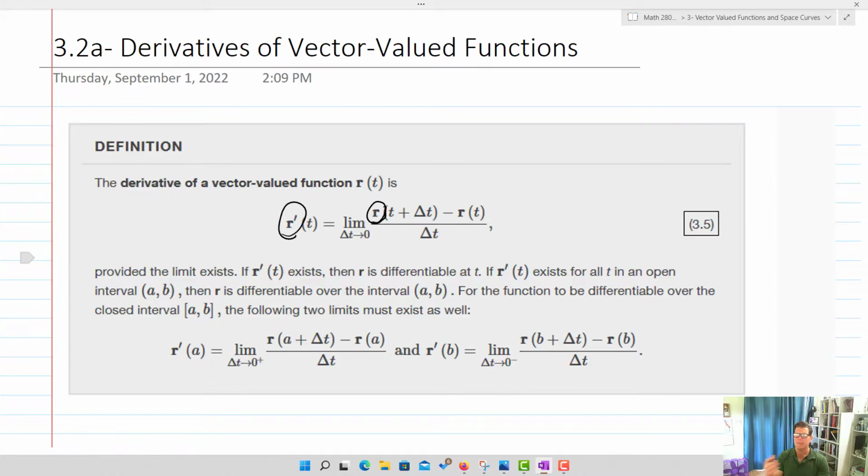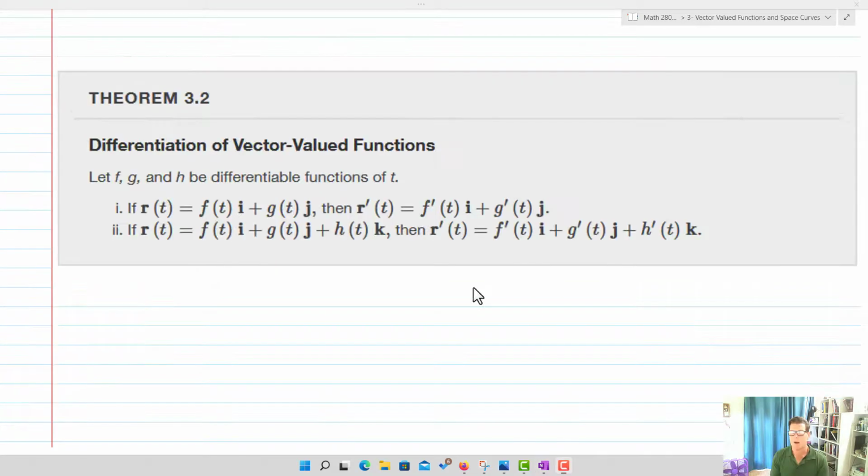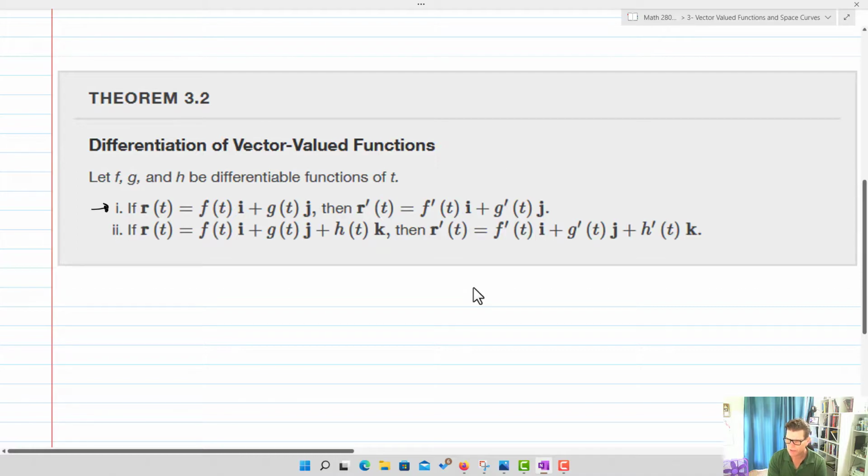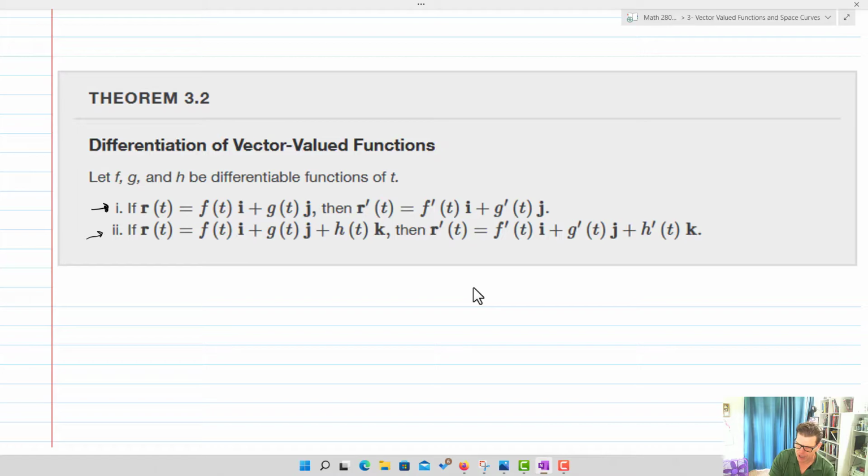Otherwise, we talked about limits. The limits work exactly the same way, except you're going to take the limits on components. So here's probably our more practical way of thinking about differentiation, or taking the derivative. Essentially, we've got either a two-dimensional vector valued function, this is number one, right? It's got an i and a j, or we've got a three-dimensional vector valued function, an i, j, and a k.